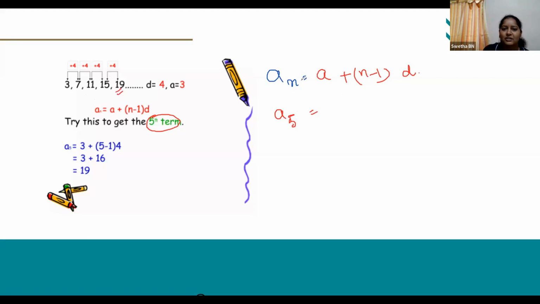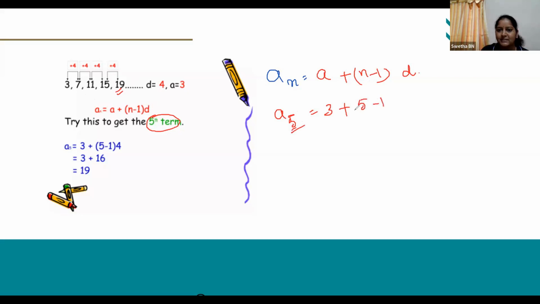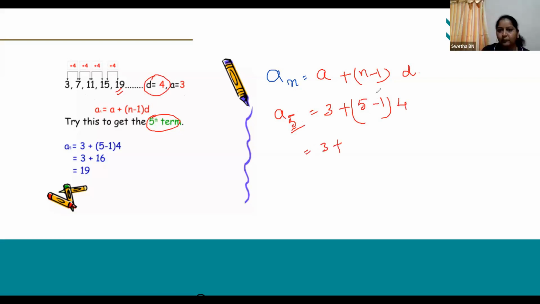So a is how much? 3 plus, what is n here? Ma'am, 5. n is 5 right now. 5 minus 1. What is the common difference here? It is given 4. So that is equal to 3 plus 5 minus 1, which is 4. 4 4s are 16. That is equal to 19. So 19 is the 5th term.